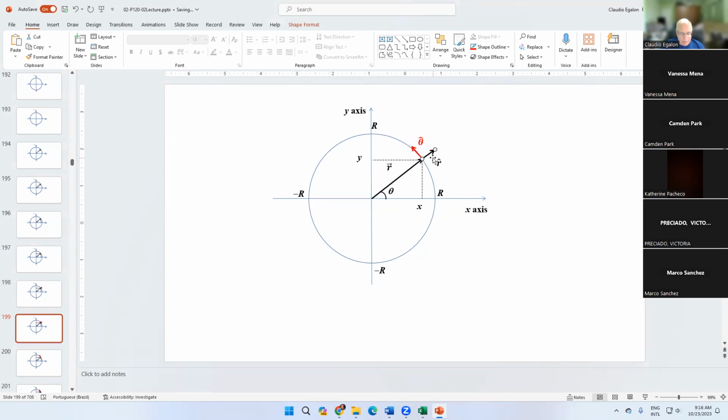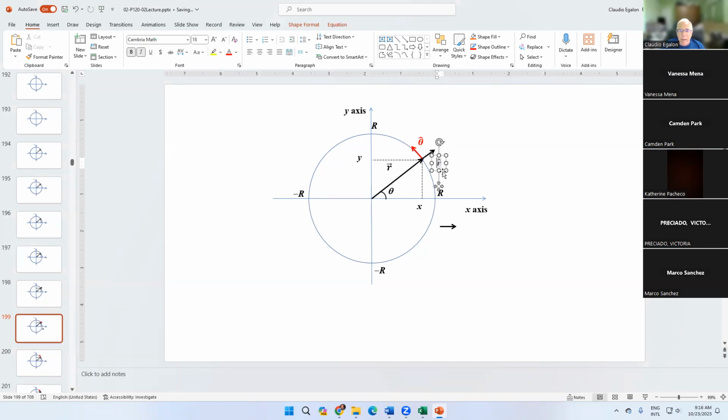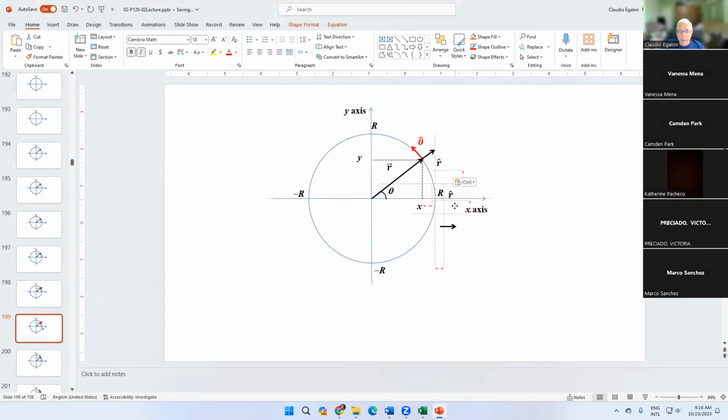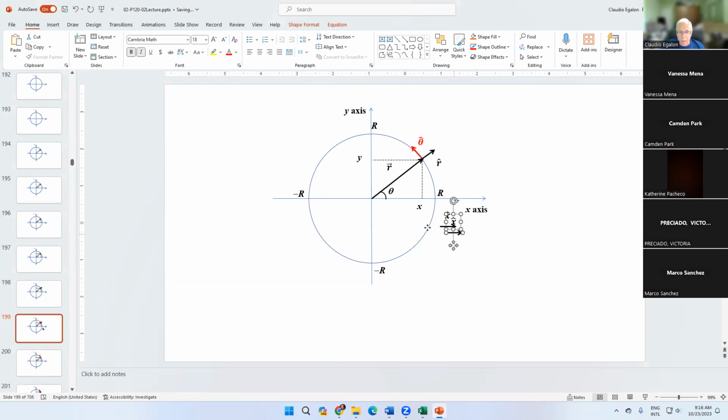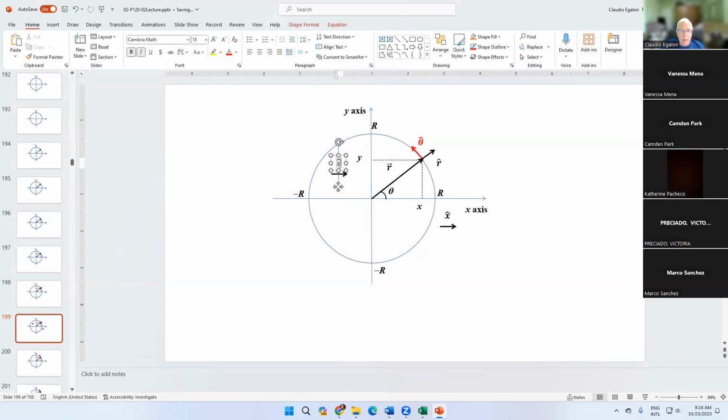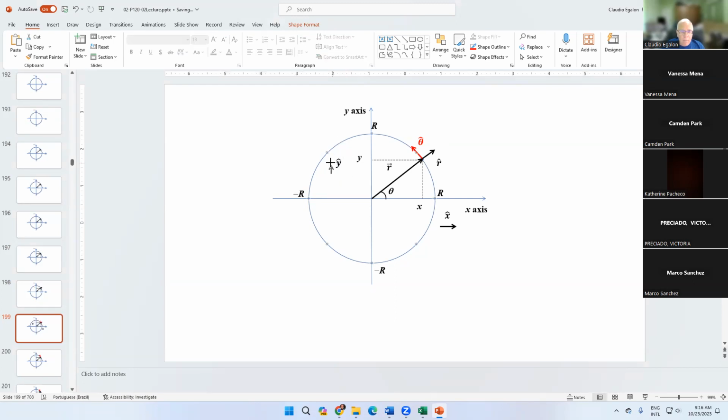And let's not forget, we also have the x hat and the y hat, right? x hat here, and the y hat. Maybe I should put it here a little bit higher.